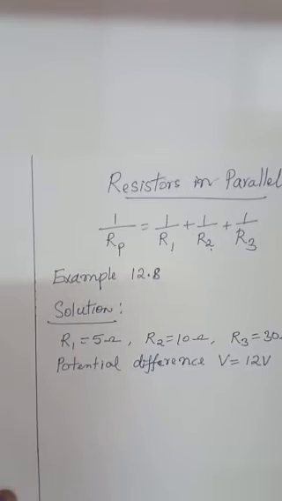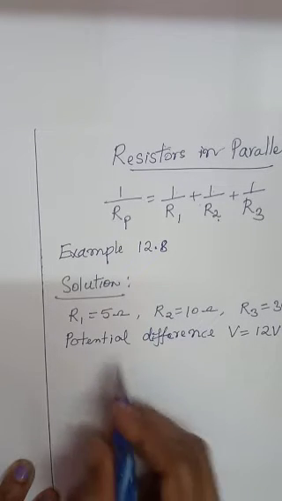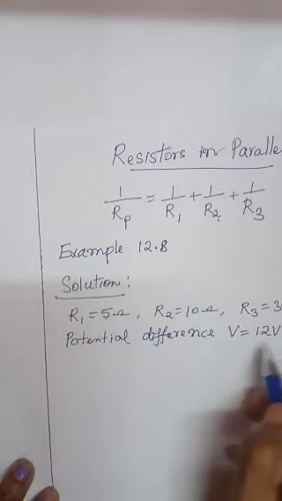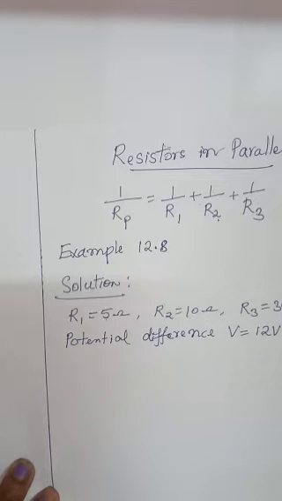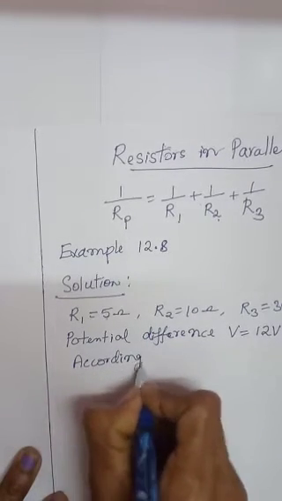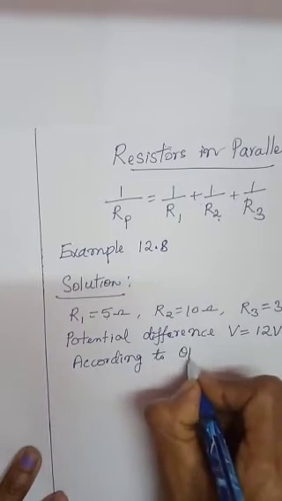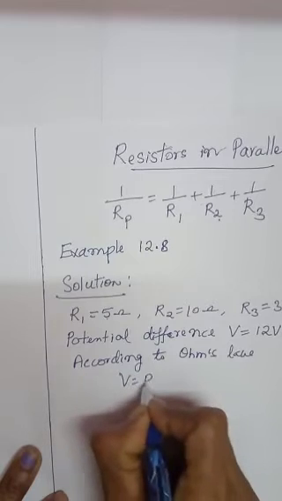In the first part of the question, it is given to calculate the current through each resistor. To calculate the current, apply Ohm's law. We have resistance and potential difference. So V is equal to IR, I is equal to V divided by R. According to Ohm's law, V is equal to IR. Very important relation. V is equal to IR.